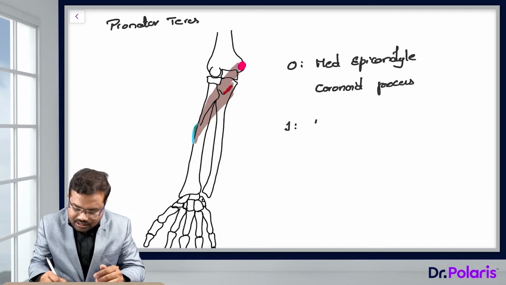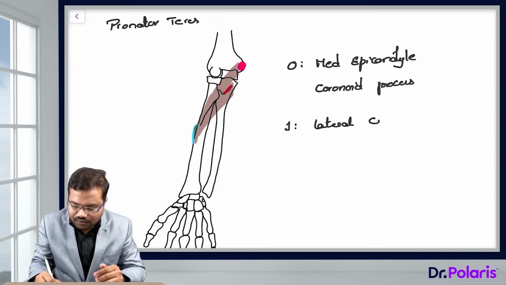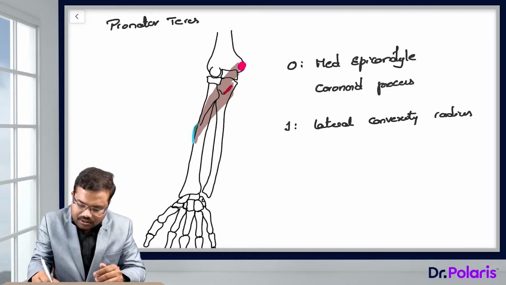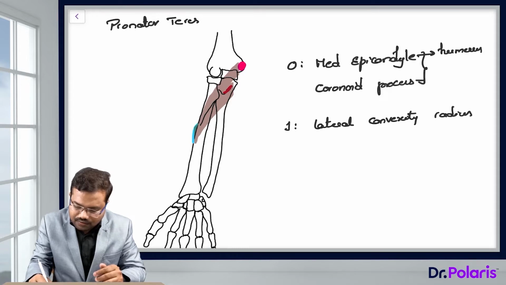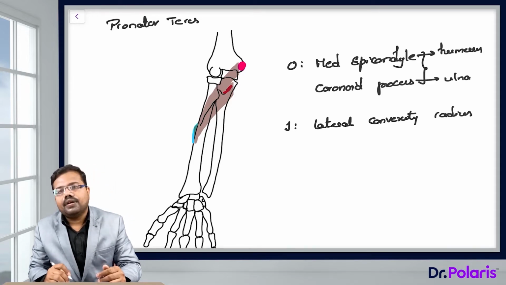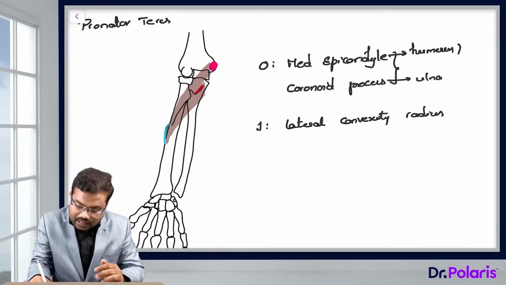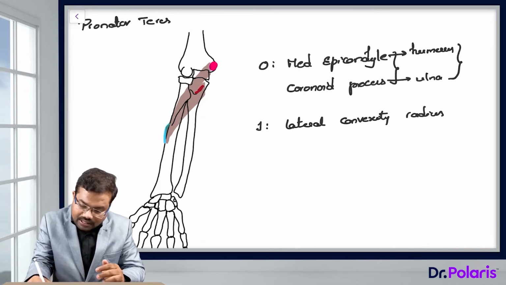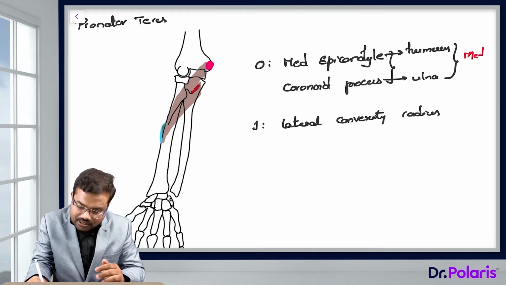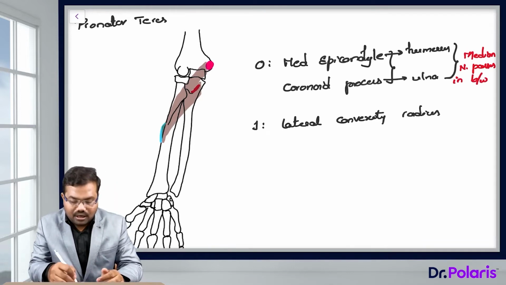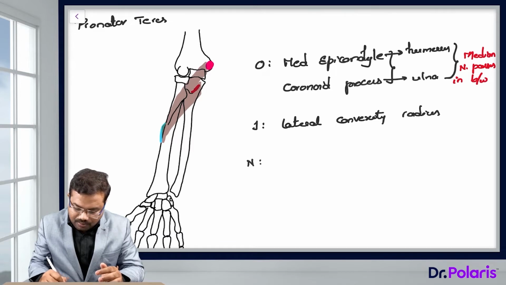And the insertion is the lateral convexity of the radius. This is for the humerus and this is for the ulna. And in between these humeral and ulnar heads, which nerve will be passing? It is the median nerve that passes in between. Very important. And what is the nerve supply? The nerve supply is by the median nerve itself.